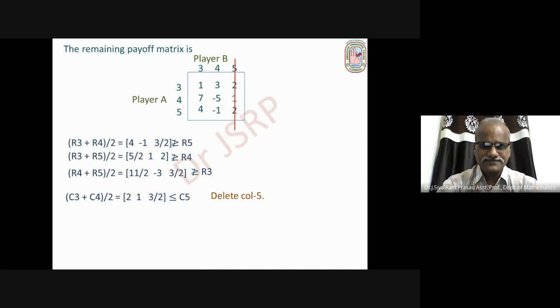Okay, right. Now come to rows. Again repeat the same process. Take again the average of row 3 and row 4.